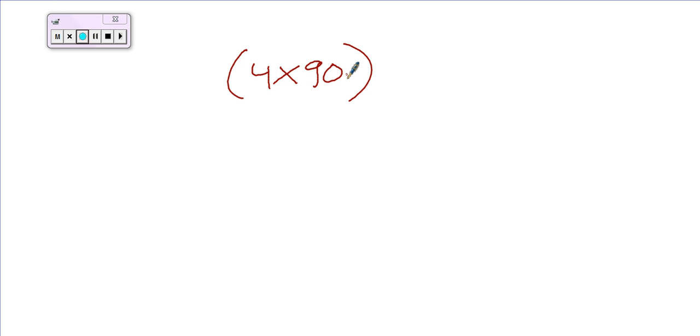plus 10 times 6. Which is 360 plus 60. 420. Now, how many numbers did I tell you? I said the average of the first 90 numbers was 4, and the average of the next 10 was 6. So we have 100 numbers.